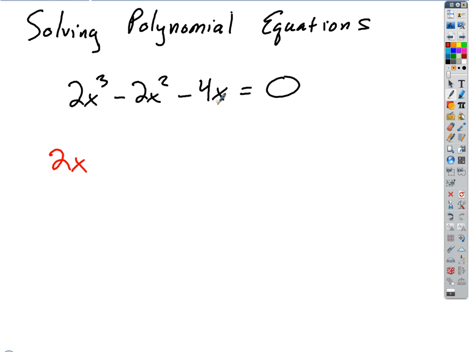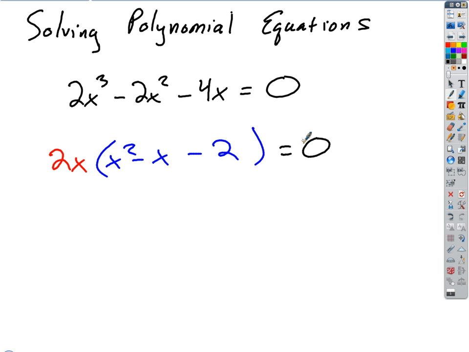Now what am I left with if I undistribute a 2x? 2x times what is x cubed? X squared. 2x times what is -2x squared? Okay, so I'm going to do a minus x, right? And then 2x times what is -4x? -2. Okay.